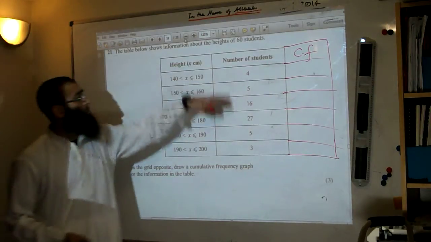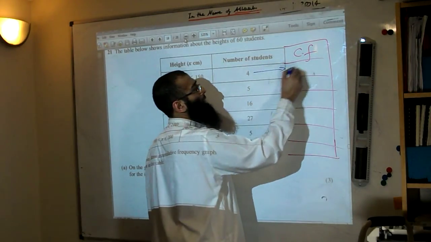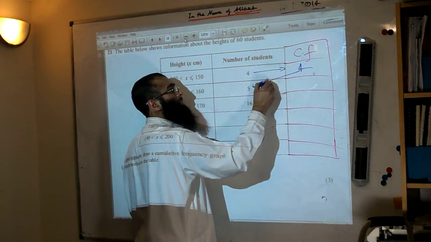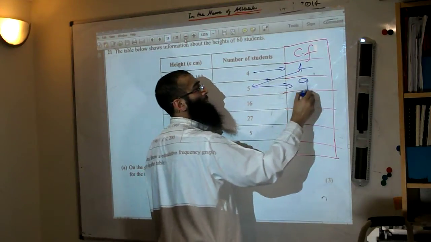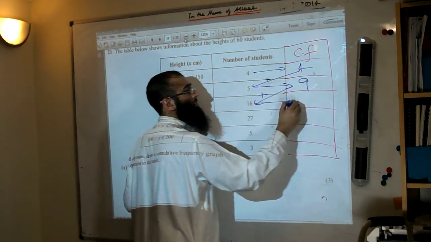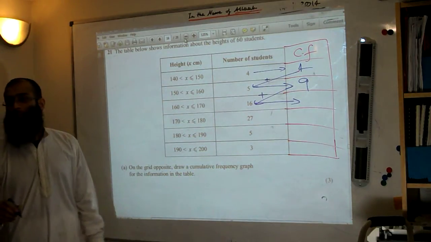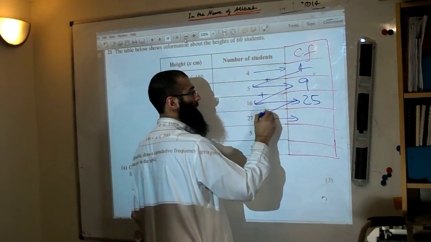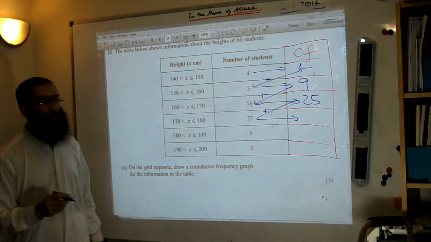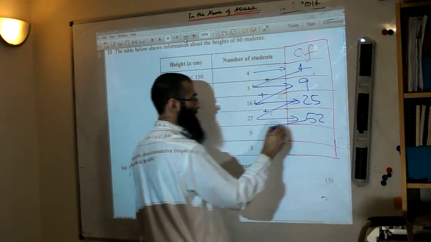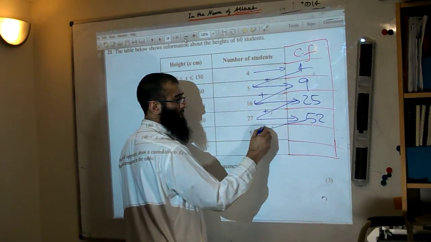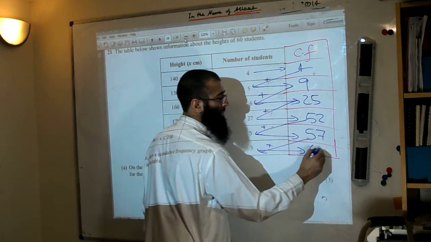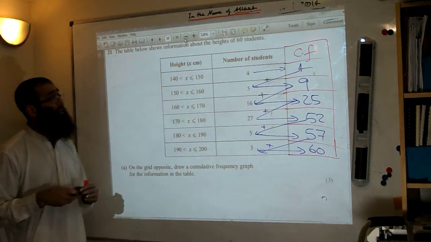So what we need to do now is work out the running totals. The first total so far is 4. What do we add next? 5, and that gives us a total of 9. And then we add 16, and that gives us a total of 25. Then 52. 52, add the 5 will give us 57. 57, add the 3 will give us 60. Excellent, folks. Well done.